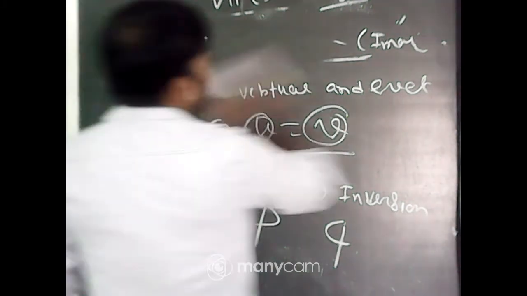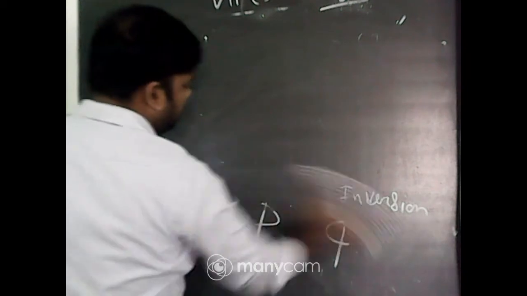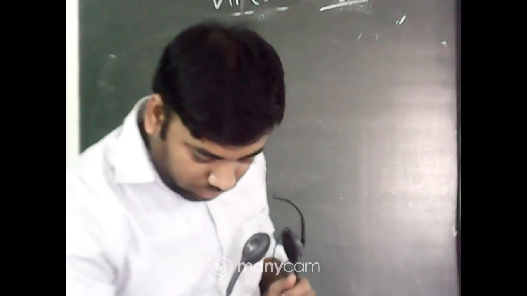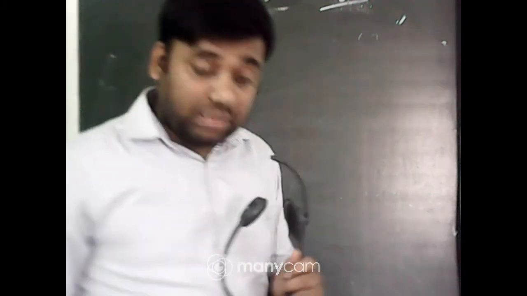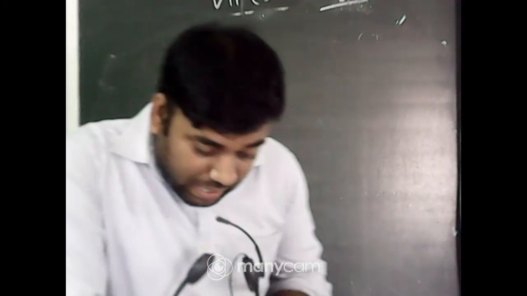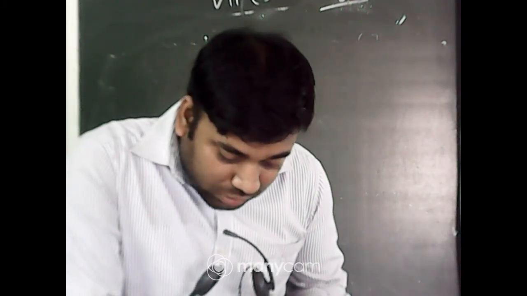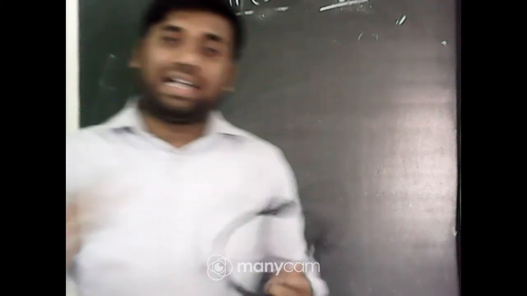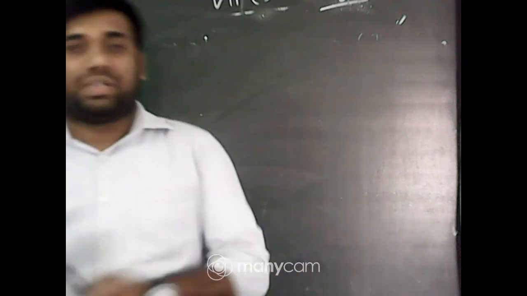Next, so what is lateral inversion? Again, I am saying what is lateral inversion. An image formed by a plane mirror undergoes lateral inversion, that is, the left side appears on the right and the right side appears on the left. That is lateral inversion. Okay.